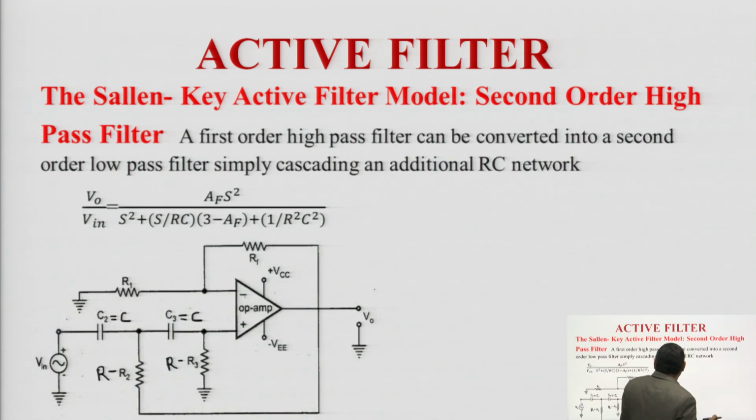Next is the second order high pass filter. If you consider the Sallen-Key model, then Z1 and Z2 are replaced with the capacitor C, and Z3 and Z4 are replaced with the resistor R. Here R2 equals R, R3 equals R, and R1 and R_F decide the pass band gain. A_F is the pass band gain, and A_F equals 1 plus R_F by R1.